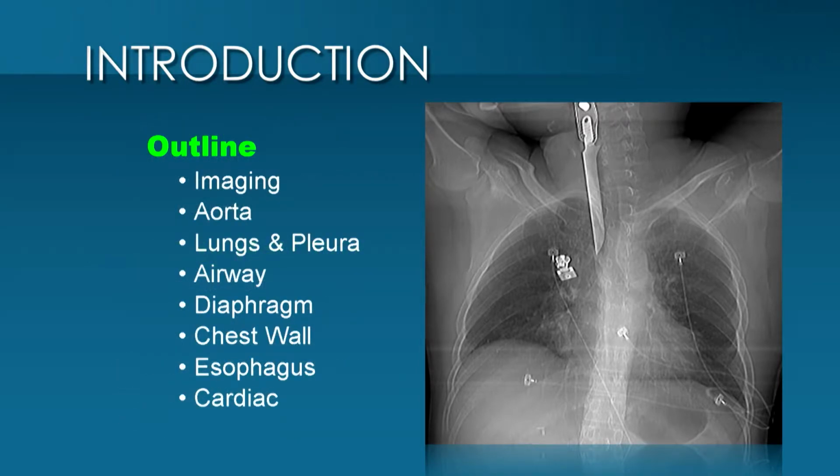So we'll go through a little bit about imaging for thoracic injuries. We'll go through aorta, lung and pleural injury, airway injury, and then we'll kick on to part two and go through diaphragm, a little bit of chest wall, esophageal and cardiac, and then we'll review the SAMS at the end of all of that.